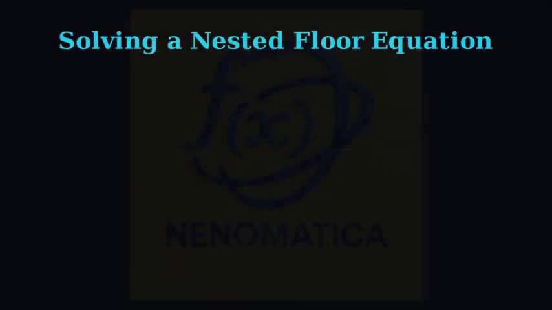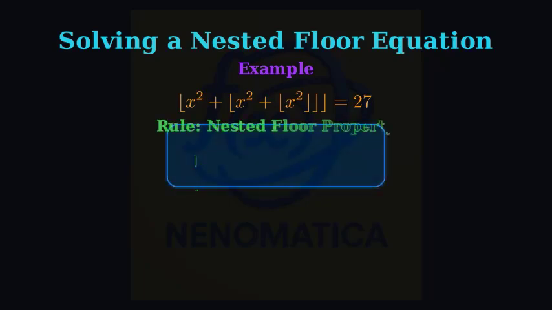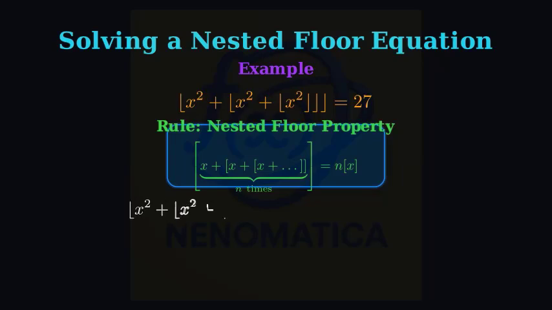Here is our example. We want to solve the equation. Floor of x squared plus floor of x squared plus floor of x squared in nested brackets equals 27. Step 1. Apply the nested floor property. The key fact is that when the same inside quantity repeats with floors, an integer contribution can be counted repeatedly. In our case, the inside quantity is x squared, and it appears 3 times. So the left side becomes 3 times the floor of x squared, and that equals 27.